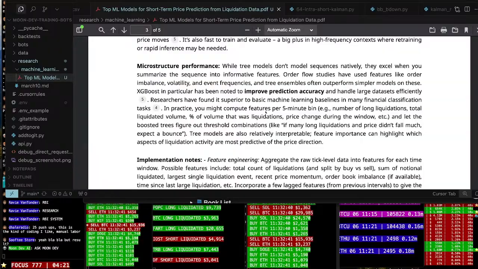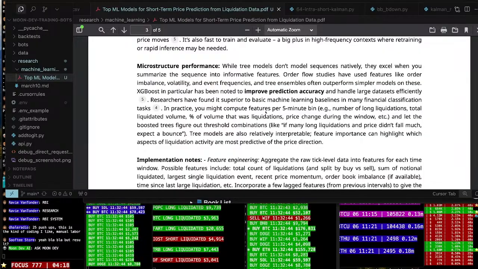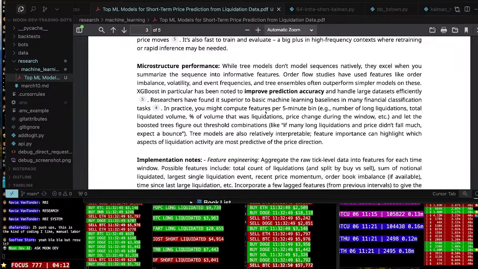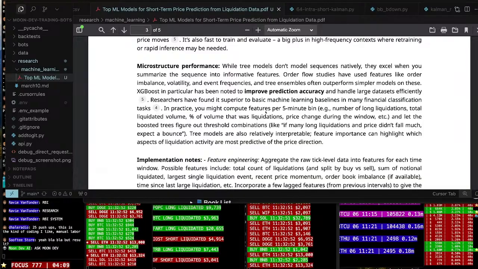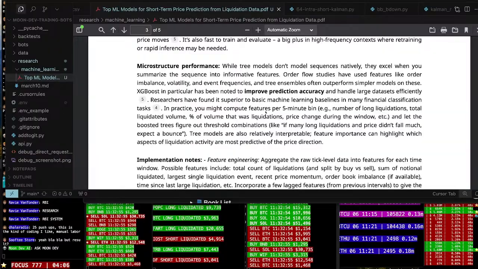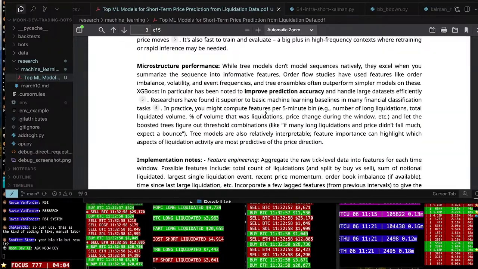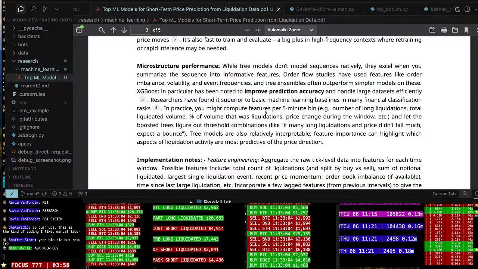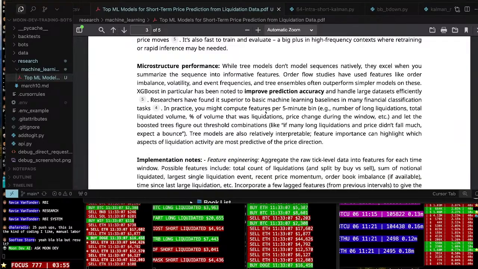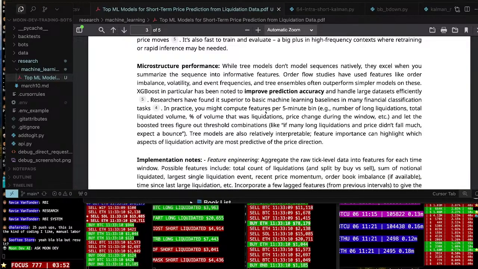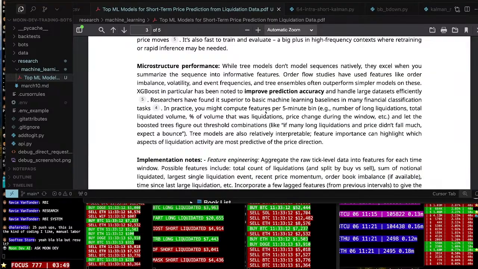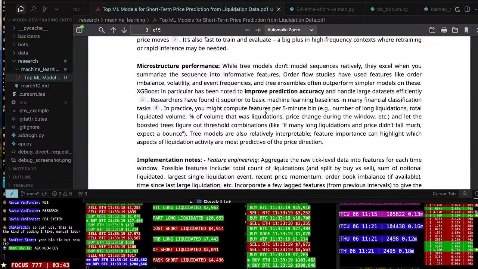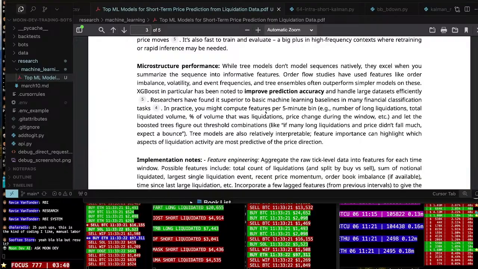Microstructure performance. While tree models don't model sequences natively, they excel when you summarize these sequences into informative features. Order flow studies have used features like order imbalance, volatility, and event frequencies, and tree ensembles often outperform simpler models on these. XGBoost in particular has been noted to improve prediction accuracy and handle large datasets efficiently. Researchers have found it superior to basic machine learning baselines in many financial classification tasks.